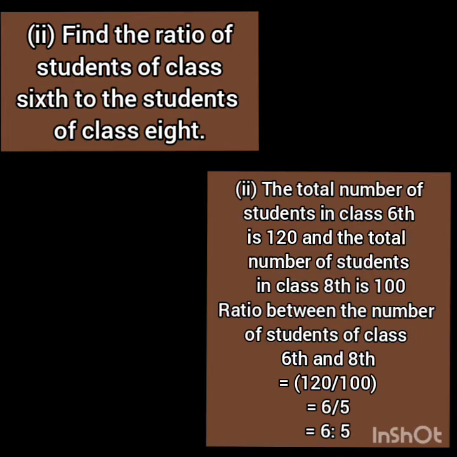So the second question is, find the ratio of students of class 6th to the students of class 8th. So let's find. So my dear student, the total number of students in class 6th is 120, and the total number of students in class 8th is 100 students. So let's find the ratio. Ratio will be 120 divided by 100. If we simplify, then we know that 6 times 20 is 120 and 5 times 20 is 100. 20 cancels. So we will have 6 by 5. That's why the ratio is 6:5.